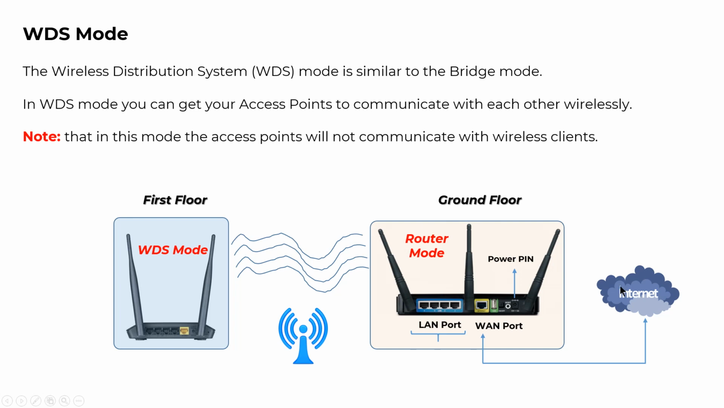This internet connection is connected to our main ground floor router, our wireless device, and it is acting in router mode. And this second device on the first floor, which we make a WDS mode, is wirelessly connected to our main router without any Ethernet cable. But wireless clients cannot access it. Only the LAN devices with a physical cable connection can access the resources of the network.